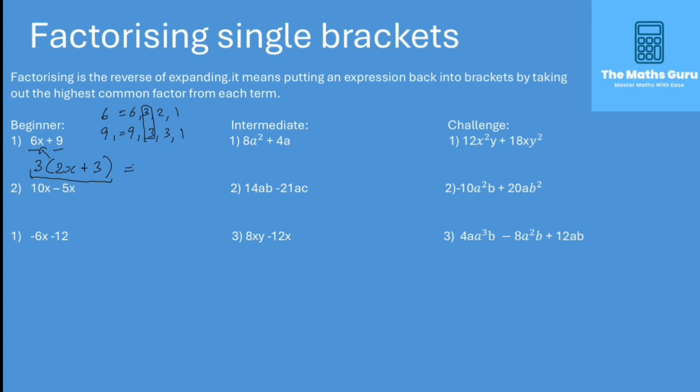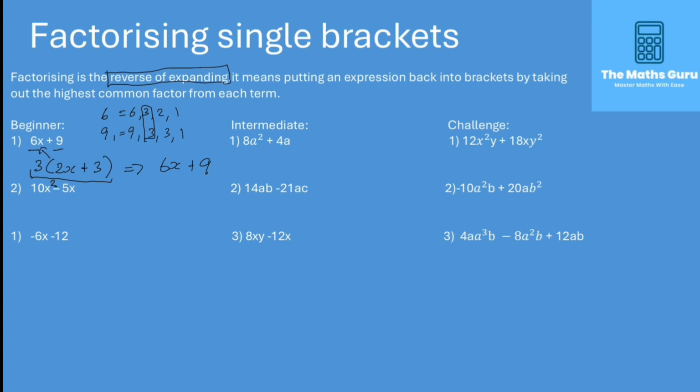So we can look at this and say, if we were to expand this, it'd be 6x, 3 times 2x, and then 3 times 3 is 9. Thus, hence, we say it's the reverse of expanding. 10x minus 5x, well, that's obviously a mistake. This should be 10x squared.